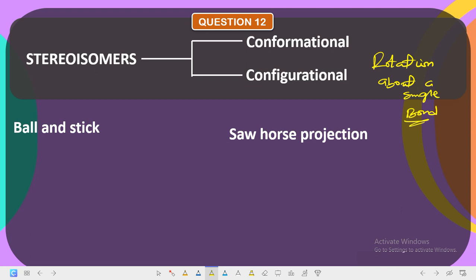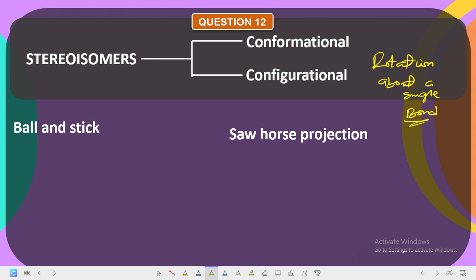We have the ball and stick model, then we have the sawhorse, then we have the wedge and broken line, and finally we have the Newman projection. So let us look at the ball and stick, how it is like.